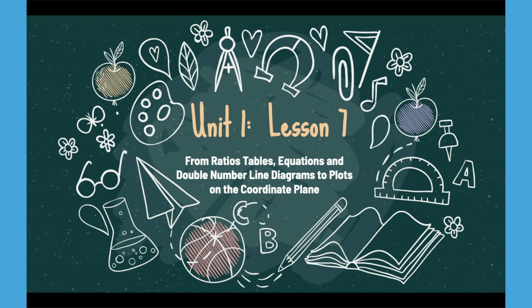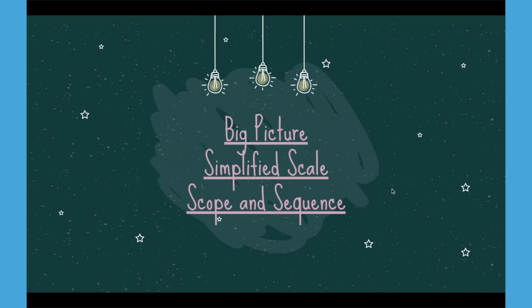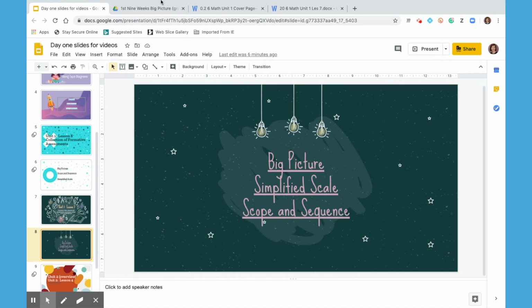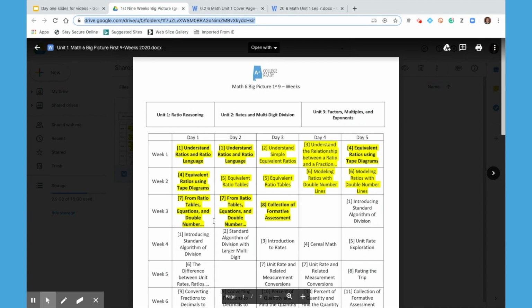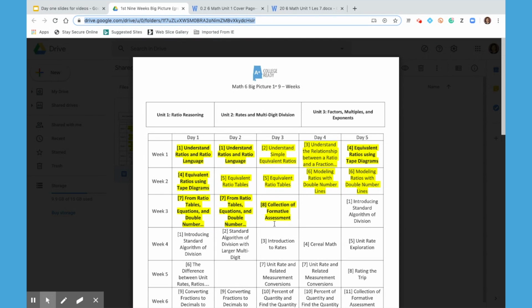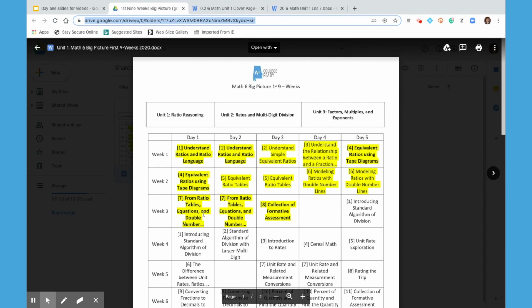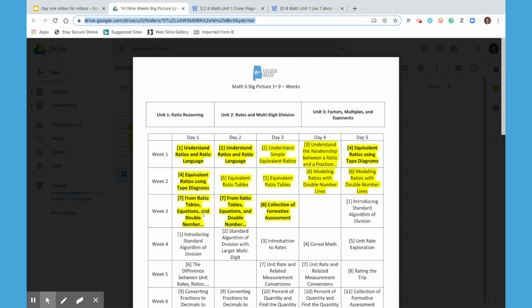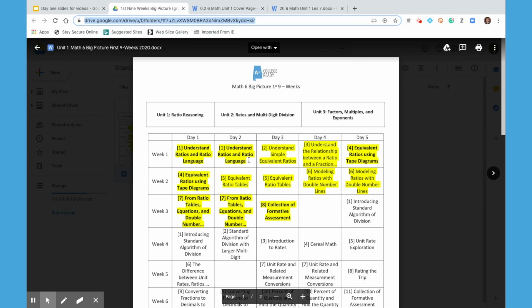From ratio tables, equations and double number lines, diagrams, to plots on the coordinate plane. We'll look at the big picture, the simplified scale, and the scope and sequence. On the big picture, you can see this is 2 days, and it's also right before that collection of formative assessments. So working through those formative assessments, one task at a time, and reading through them, you can see now why this lesson will be very important for those 2 days prior to students being able to accomplish Lesson 8.